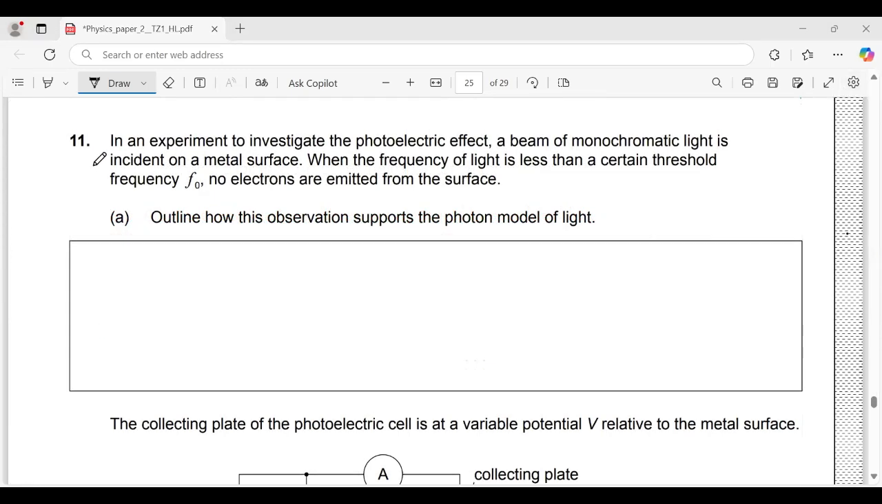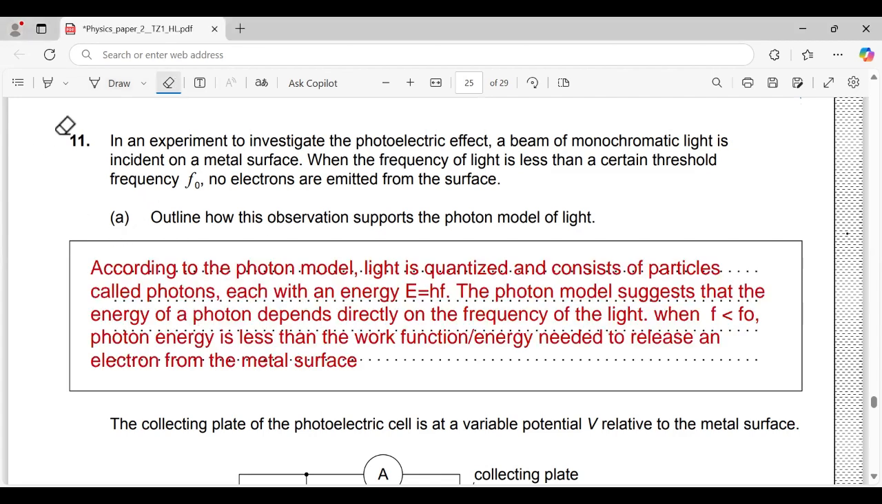Number 11. In an experiment to investigate the photoelectric effect, a beam of monochromatic light is incident on a metal surface. When the frequency of light is less than a certain threshold frequency f0, no electrons are emitted from the surface. Outline how this observation supports the photon model of light. I have provided my explanations about this question.